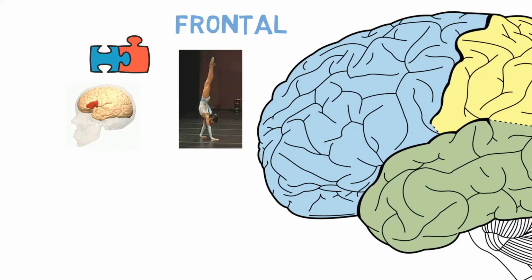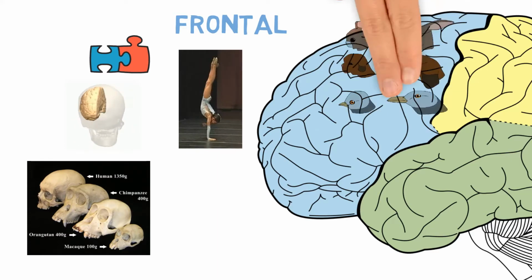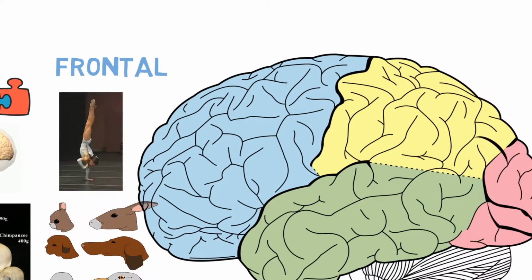Additionally, this lobe contains the motor strip, which controls and regulates all bodily movements. Proportionally speaking, humans have the largest frontal lobes, which is why our skulls appear rounder than some of our mammalian relatives. This also explains why humans are considered the most developed species and have the ability to rationalize.